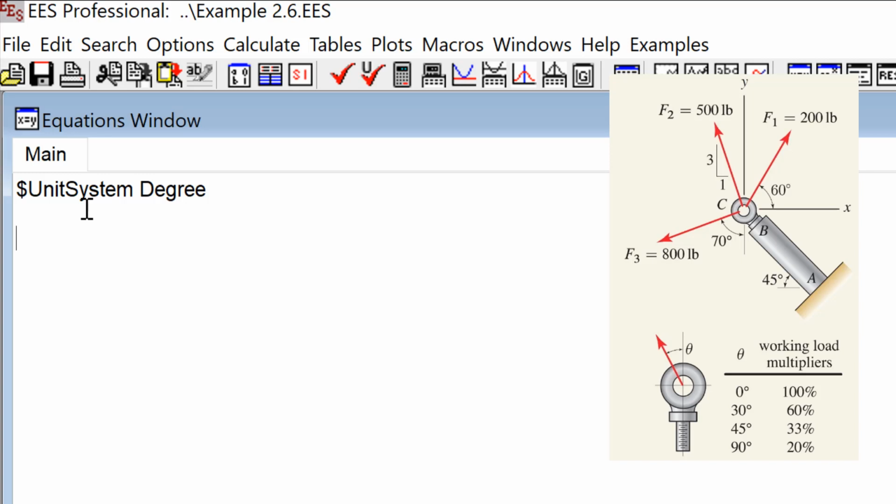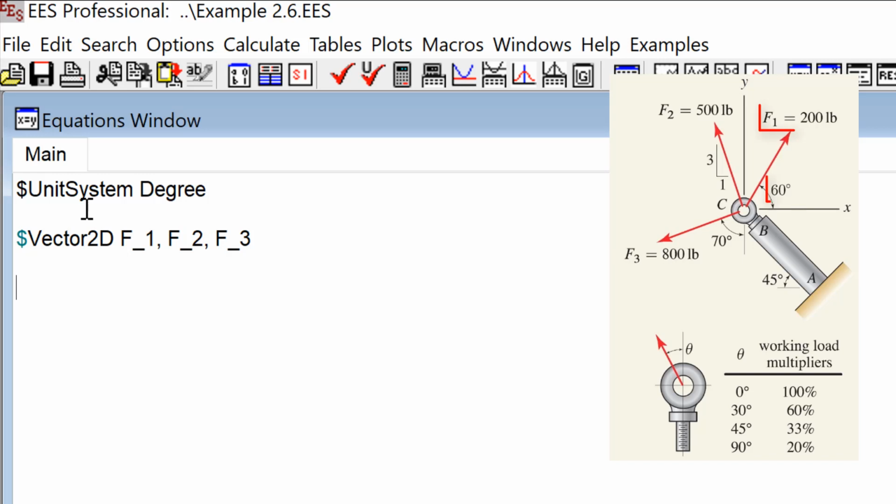There are three 2D vectors in the problem corresponding to F1, F2, and F3. So I'm going to declare three 2D vectors. So $vector2D, and the vectors are going to be called F1, F2, and F3, just like that. And the next thing I have to do is actually assign these vectors.